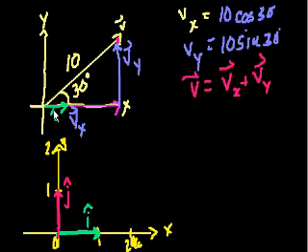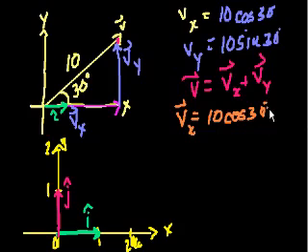Well, the unit vector has a magnitude of 1. This has a magnitude of 10 cosine of 30 degrees, so I think that's like 5 square roots of 3 or something like that. So we can write v sub x, I keep switching colors to keep things interesting, we can write v sub x is equal to 10 cosine of 30 degrees times the unit vector i. Let me stay in that color so you don't get confused. Times the unit vector i.